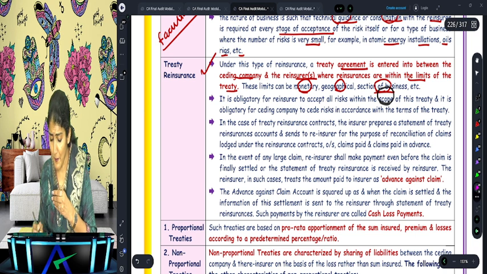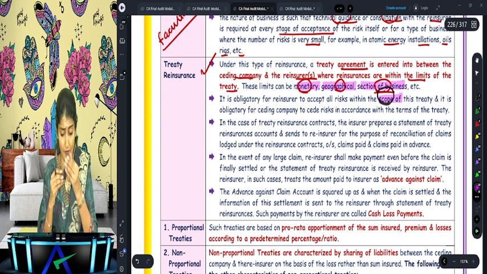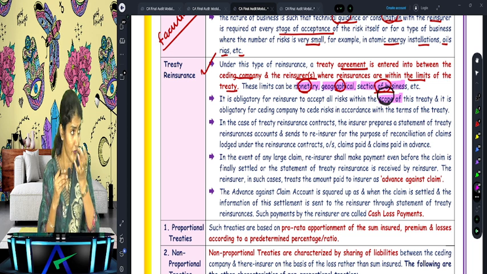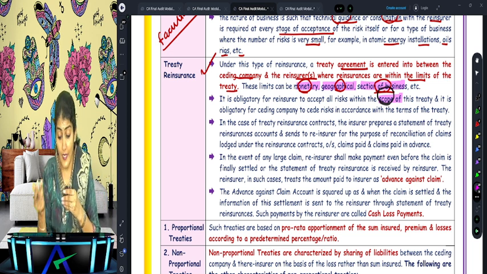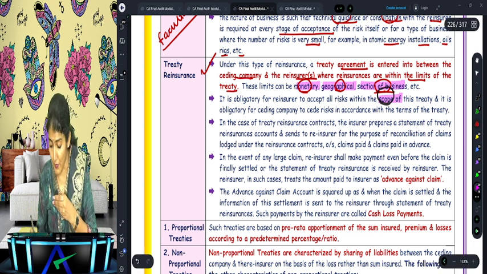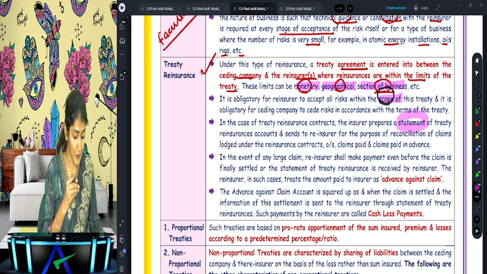Scope can be determined how? Based on the monetary, geographical or the section of business, etc. Are you understanding that? Then once you determine the scope, only that much will be reinsured. Then in case of treaty reinsurance contract, the insurer prepares a statement. So now is the scope determined?